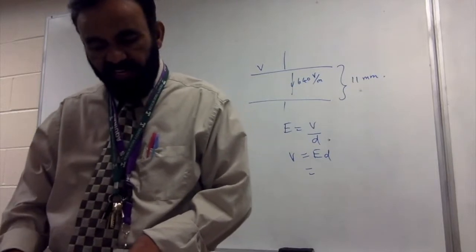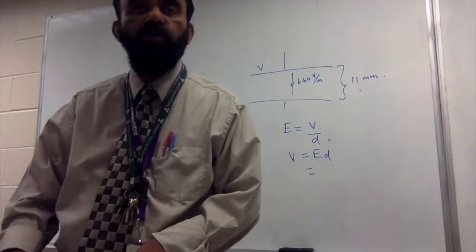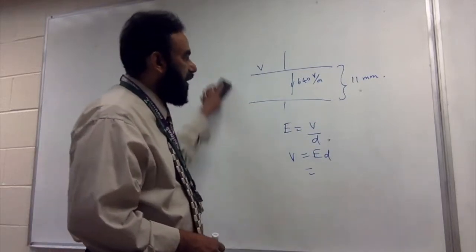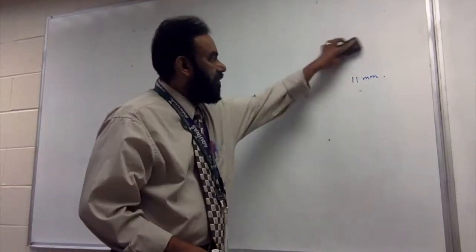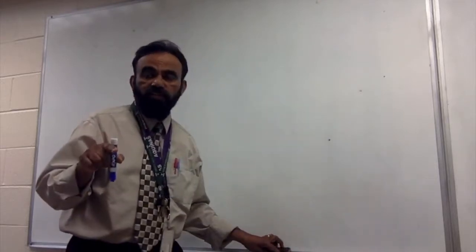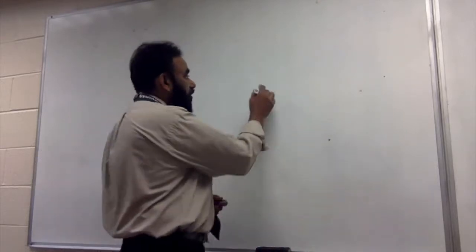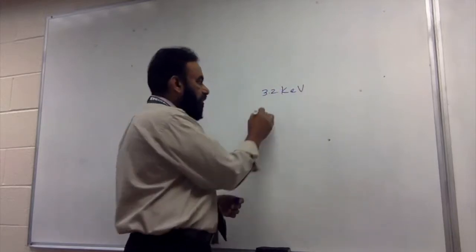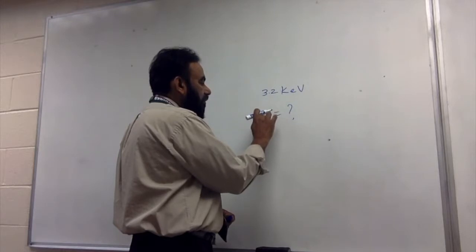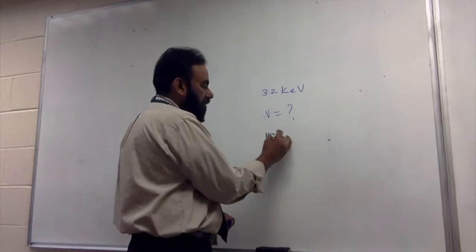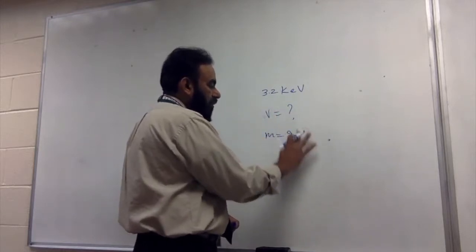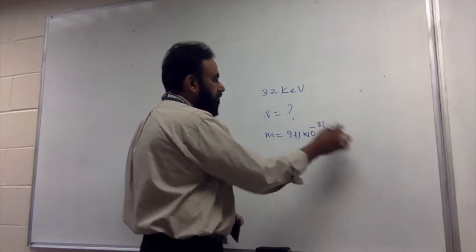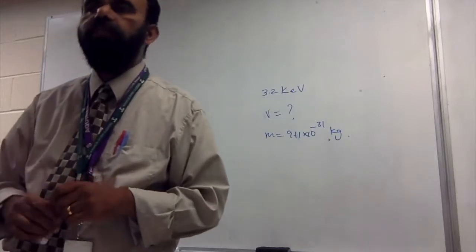What is the speed of an electron with a kinetic energy of 3.2 kilo electron volts? What's the speed of an electron that has an energy of 3.2 kilo electron volts? The mass of an electron is 9.11 times 10 to the power minus 31 kilograms. Go ahead.